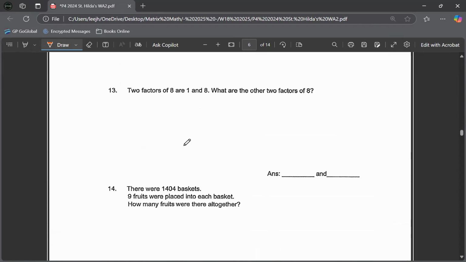Question 13. Two factors of 8 are 1 and 8. What are the other two factors of 8? So for this one, you have to just work out the factors of 8. 1 and 8, 2 and 4. So the rest, no more, right? They already give you 1 and 8. So what are the other two factors? It's none other than 2 and 4. So just write 2 and 4.